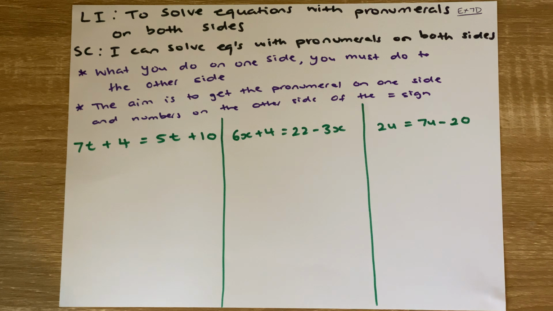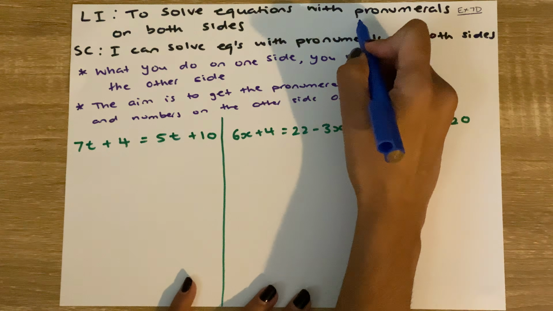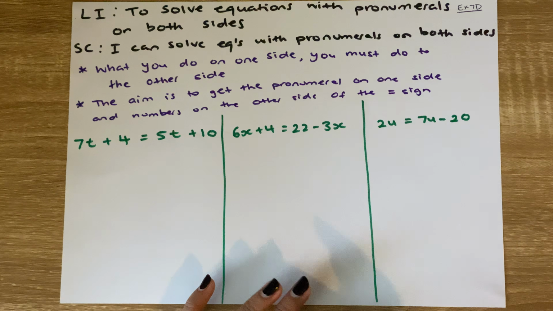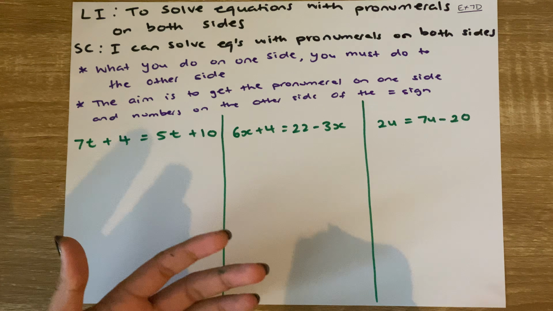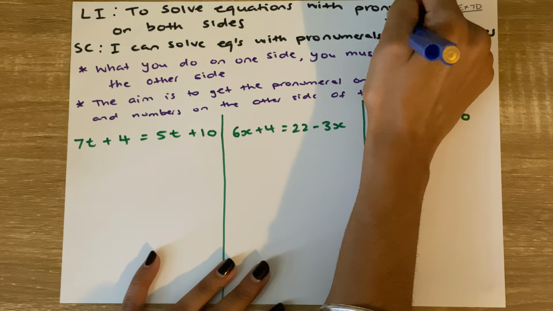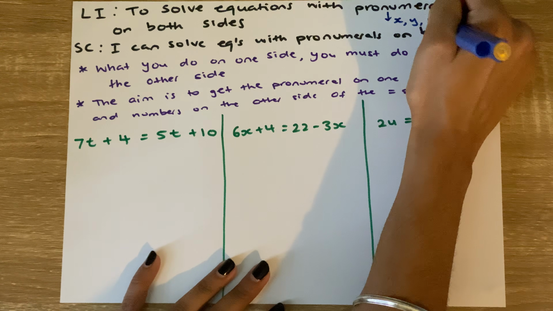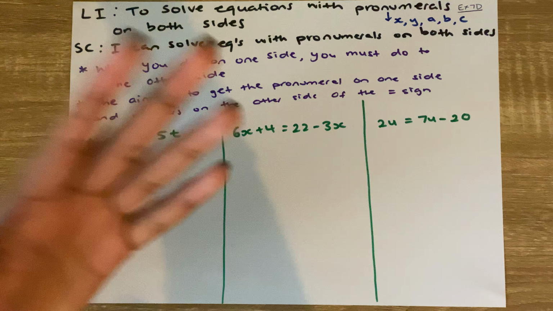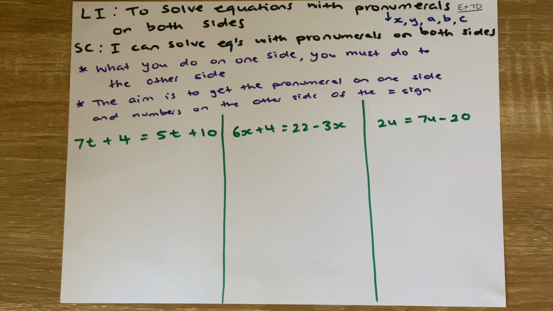Hello everybody. So today what we are looking at is how to solve equations when we have pronumerals on both sides. Hopefully you guys remember from algebra, the word pronumeral basically means the variable that you're talking about, so the letter. So we can use the letter X, we can use the letter Y, we can use A, B, C, any letter of the alphabet can be used.